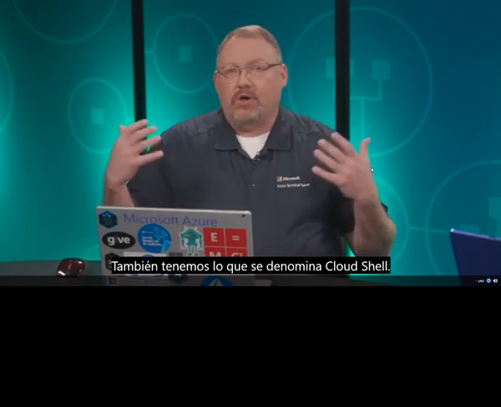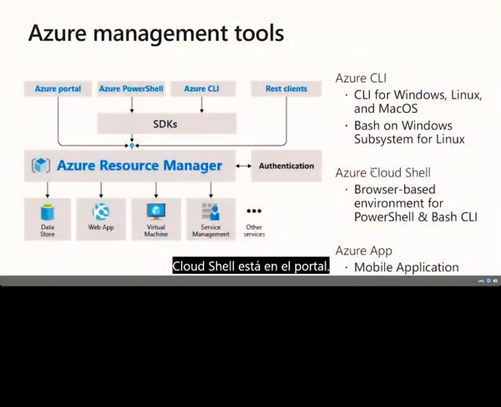We also have what is called the Cloud Shell. The Cloud Shell is in the portal. As a matter of fact, I brought it up, I just didn't show it to you. It was there for us to use. In other words, I don't have to have the stuff loaded locally on my laptop. I can open Azure and get to the Cloud Shell, and I can open that up and run commands, whether they're PowerShell or Bash, or I can use a CLI.